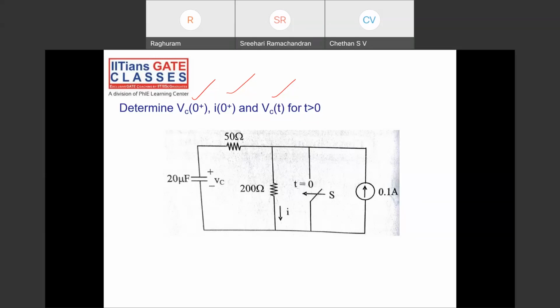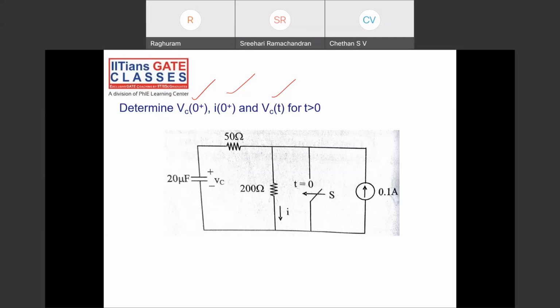See, what is the condition of the switch here? Tell me what is the condition of the switch here? The switch is closed at t equal to 0. What is happening? Is it a source free circuit or a circuit with source? With source. At t equal to 0 plus, what's happening? At t equal to 0 plus, this current source is short circuited.